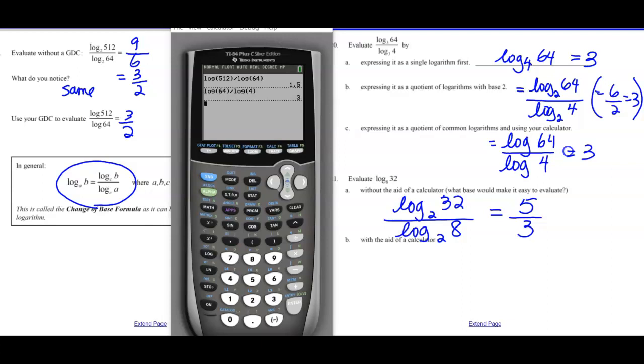I think you might be able to do that without converting it. If you think about 8 to the something equals 32, you know you have to take the cube root of 8 and then raise it to the exponent 5, so that would be 5/3.